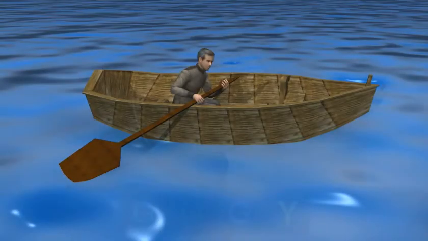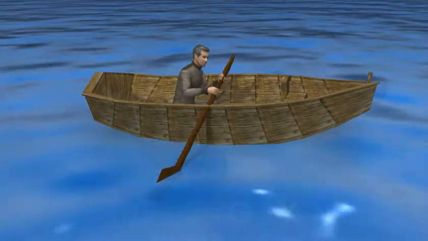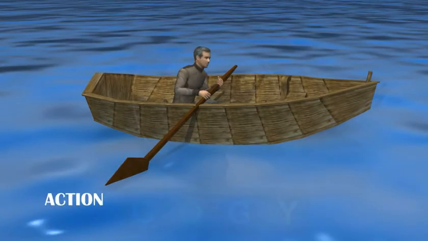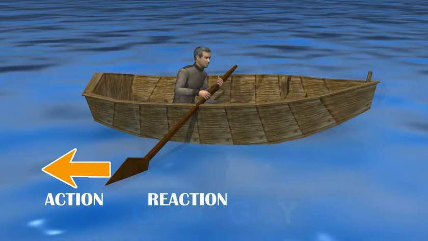Do you know how a person rows the boat? While rowing a boat, the boatman pushes the water backwards with the oars. The water exerts an equal and opposite push on the boat, which makes the boat move forward.